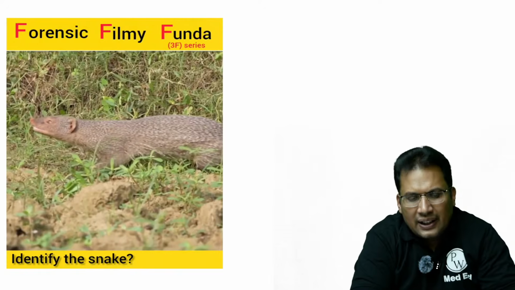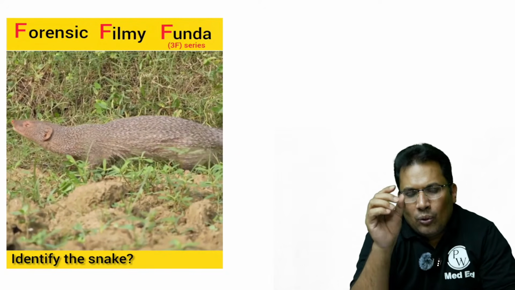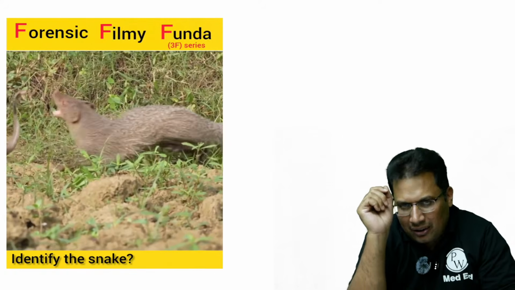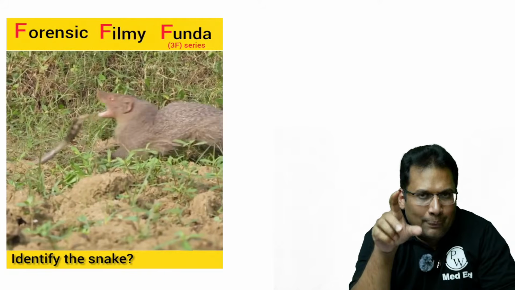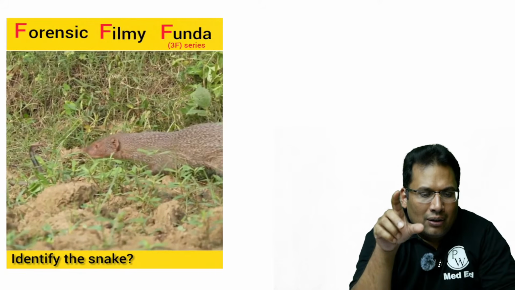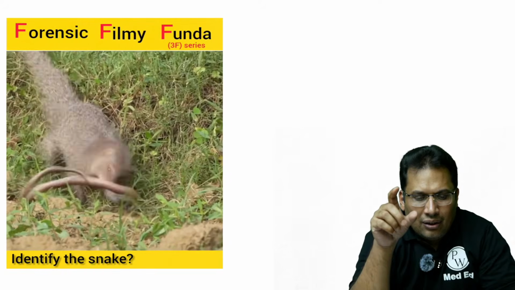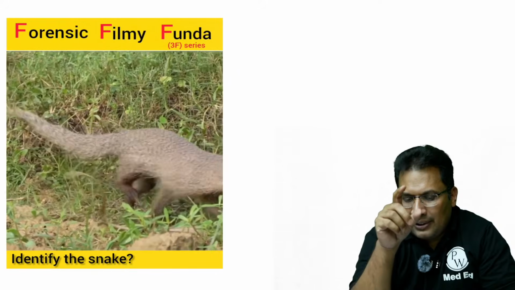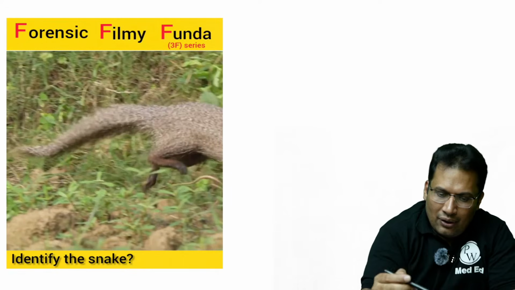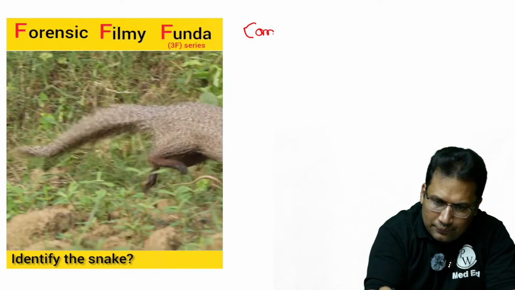So here is the snake and there is a mongoose. In the snake, what you can see here, spectacle mark. Spectacle mark is there, a round pupil, large head scale, and which is neurotoxic. So what is this snake known as? So this snake is basically common cobra.